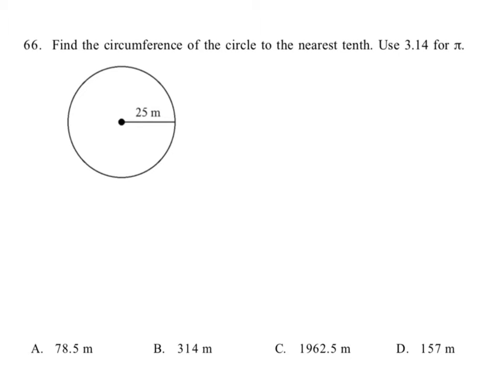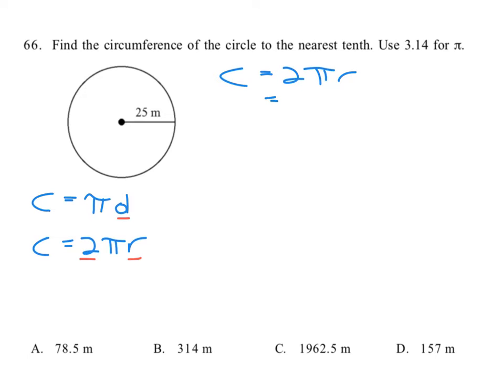All right, so what we want to use here is the formula for circumference. There are two. You should know that circumference equals either pi times diameter, or circumference equals 2 times pi times the radius, which, by the way, twice the radius is the diameter. So that's similar, but you want to use the one that uses whatever you're given. In this case, we're given the radius.